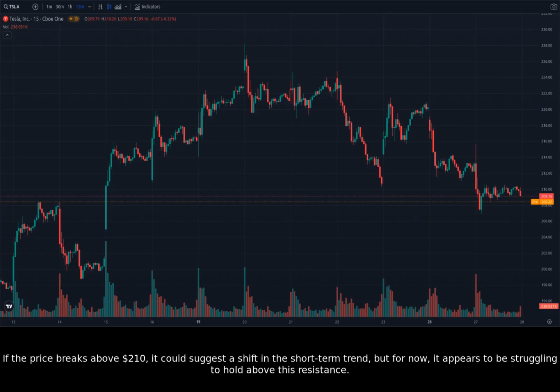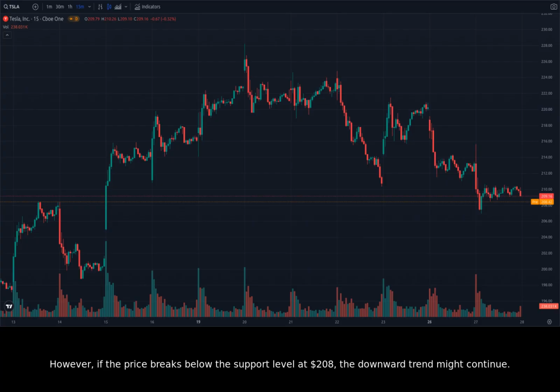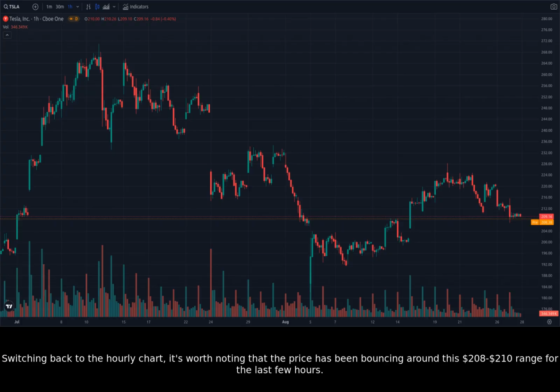If the price breaks above $210, it could suggest a shift in the short-term trend, but for now, it appears to be struggling to hold above this resistance. However, if the price breaks below the support level at $208, the downward trend might continue. Switching back to the hourly chart, it's worth noting that the price has been bouncing around this $208 to $210 range for the last few hours.